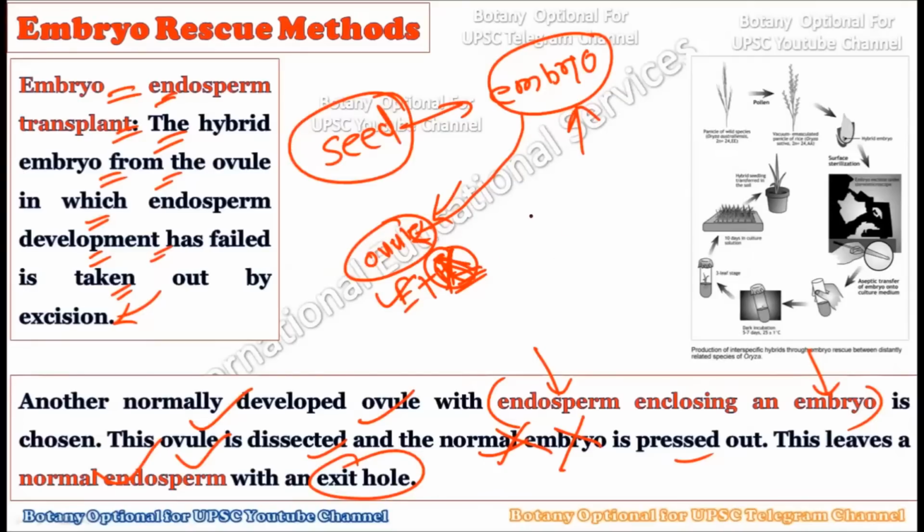So what has happened basically here from the beginning? Firstly, we have the non-viable seed. From this non-viable seed, we have extracted out the embryo.